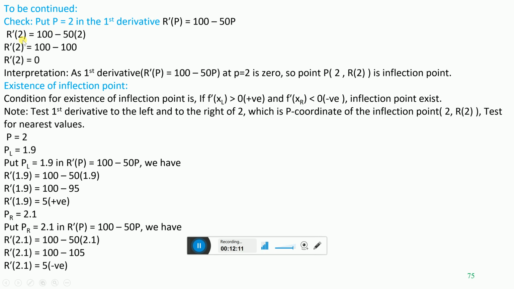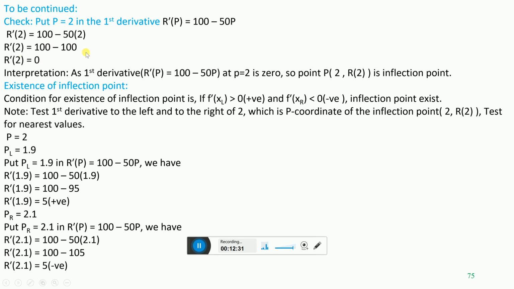So r prime of 2 is equal to 100 minus 50 times 2. We replace p with 2 in the first derivative function. So r prime of 2 is equal to 100 minus 50 times 2, which is 100, and 100 minus 100, r prime of 2 is equal to 0.